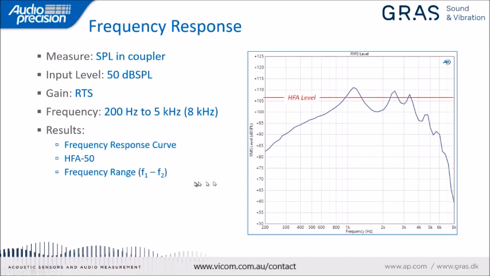And again, we would just take the average of the values at those three frequencies. And then the frequency range is computed by, first we draw a horizontal line at the HFA level. We draw a parallel curve 20 dB lower than the HFA level line. And where that point intersects the curve, at the low end, we designate that as F1. The high end is F2, and F1 to F2 is the frequency range of the device.